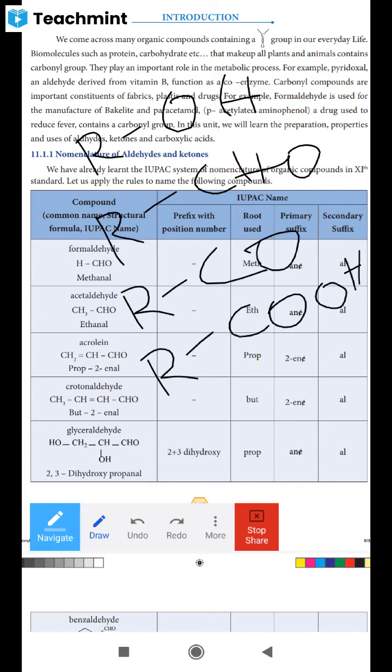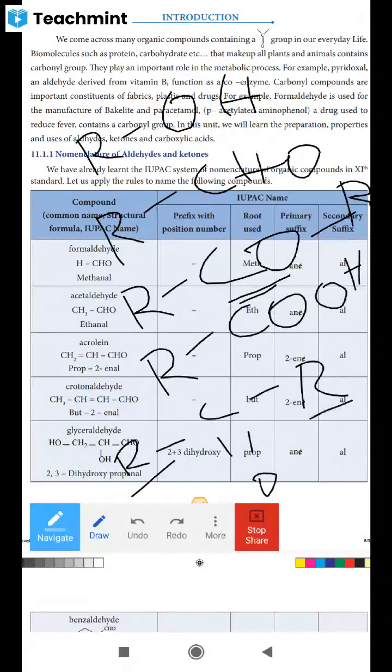So here, see that you are having only C double bond O. CO means C double bond O. So you need one more bond so that you are giving 2 R for ketone. So ketone will be R C double bond O R. This is the formula for ketone. Ketone has two alkyl groups.